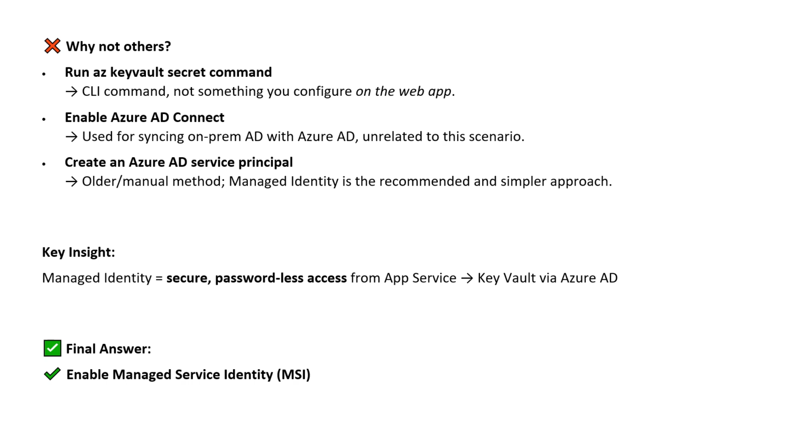Okay. So why not the other options? Run AZ Key Vault secret command: this is a CLI command, not something you configure on the web app. Alright, so it is clear to you. Enable Azure AD Connect: this is normally used for syncing on-prem AD with Azure AD, so it is not related to this scenario. So this also we can't use. And create an Azure AD service principal: this is an older manual method. So managed identity is the recommended approach.